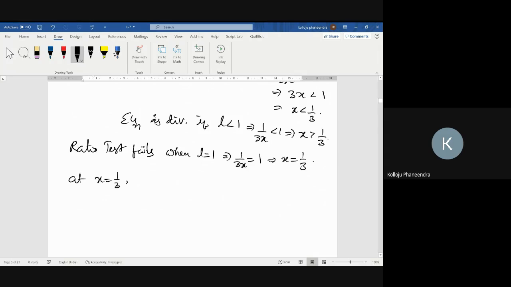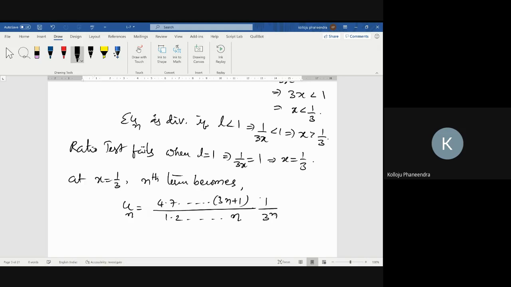Now again begin with un. At x equal to 1 by 3, what is the nth term? Let me write. At x equal to 1 by 3, the nth term becomes un equal to 4 into 7 into and so on up to 3n plus 1, whole by 1 into 2 into n, x to the power of n. The x value is 1 by 3, so you will get 1 by 3 power n.